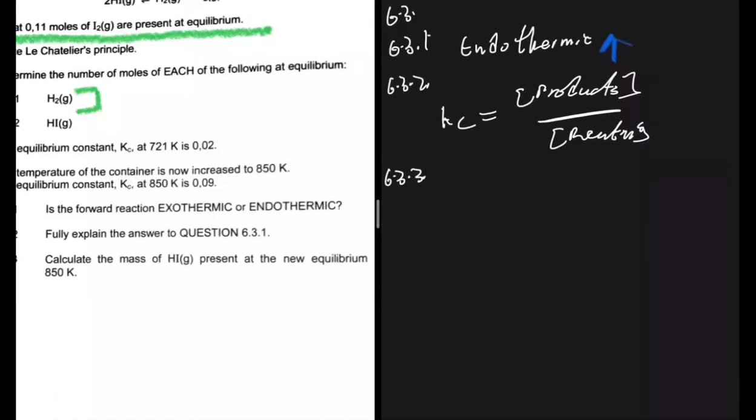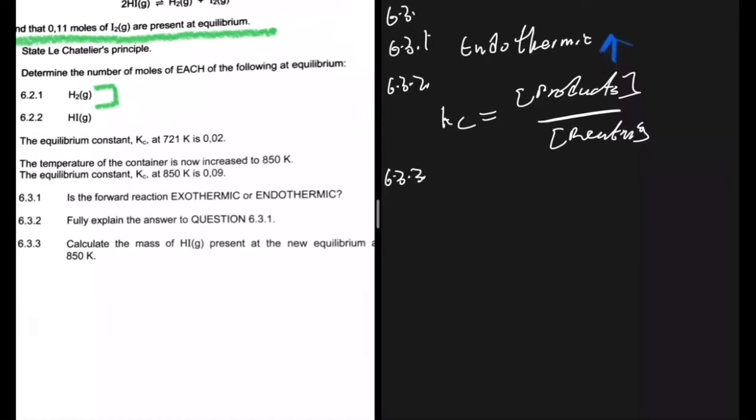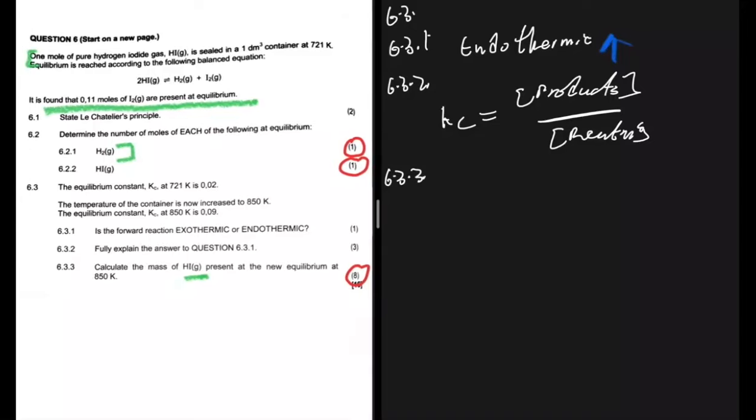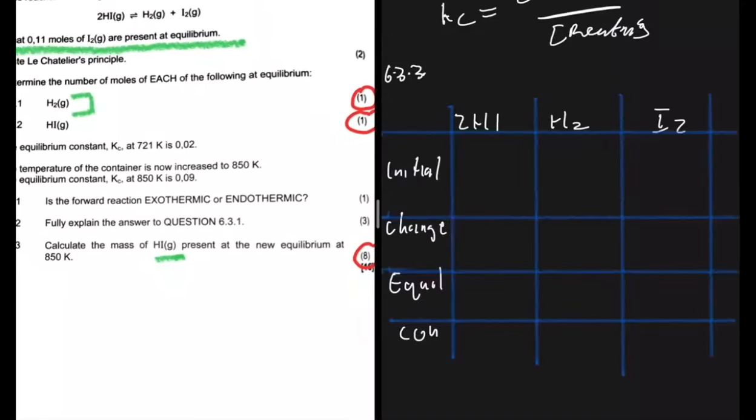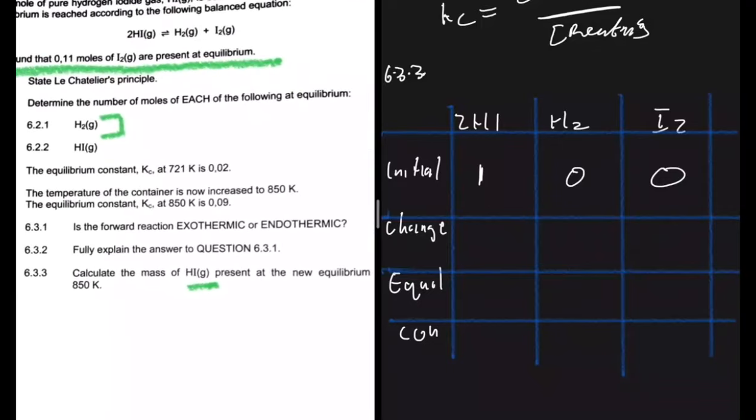6.3.38 marks. Let's calculate the mass of HI present at the new equilibrium at 850 K. Right, so let's start with the initial number of moles. For HI we have 1, as we've already talked about, and then for H2 we have 0, for I2 we have 0. But now we don't know the change anymore, because that change was for 721 kelvins. Now we're at 850.